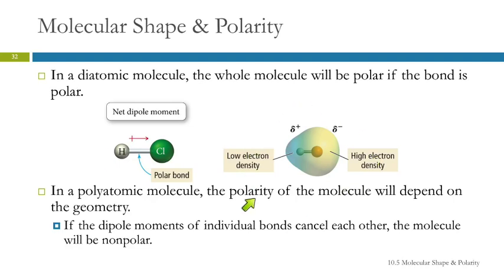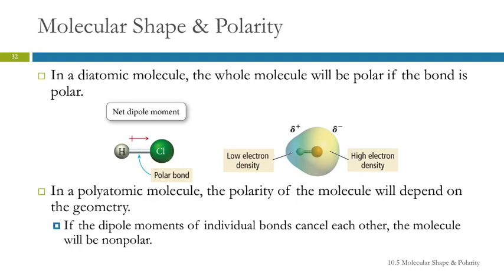The hydrogen end will have a slight positive charge. We could also depict it like this, showing the electron density. There's more electron density here, less here. We can also indicate it with the lowercase Greek delta, delta minus and delta plus, indicating partial charges. So that's a diatomic molecule.